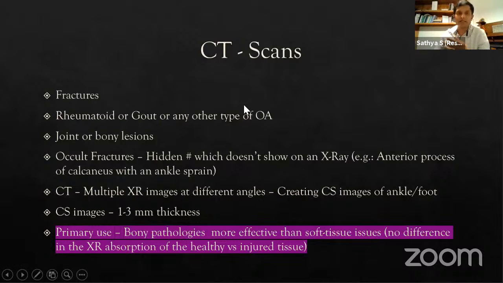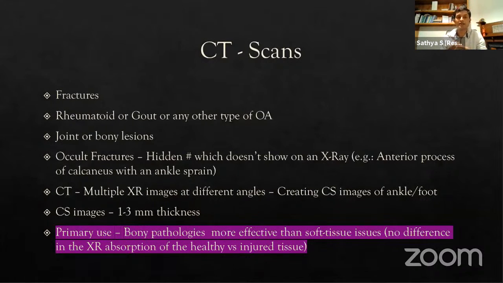So on the CT scan basis, we can use the CT scan, as I mentioned to you before, for fractures, to understand any rheumatoid problems, gout, or any other type of osteoarthritic problems, joint or bony lesions, and any occult fractures, any hidden fracture which doesn't show on an X-ray. For example, an anterior process of the calcaneus fracture, as I mentioned before.